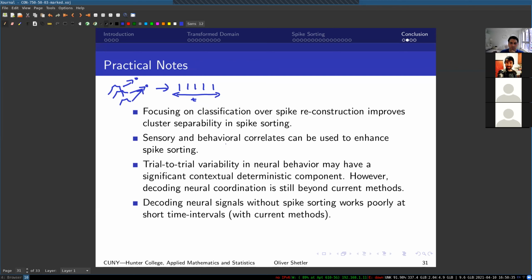Another thing is that sensory and behavioral correlates can be used to enhance spike sorting. So in our last discussion, we had a guest who talked a little bit about her work doing research at a vision lab.